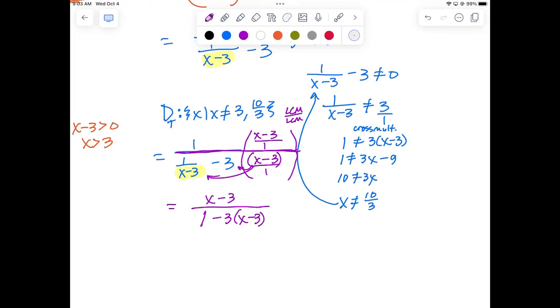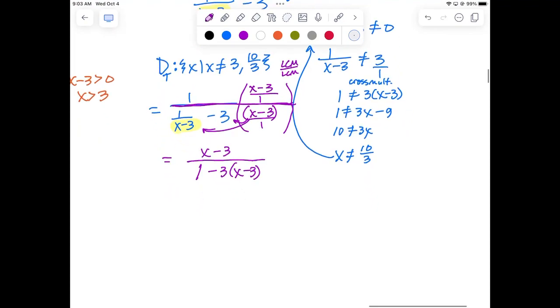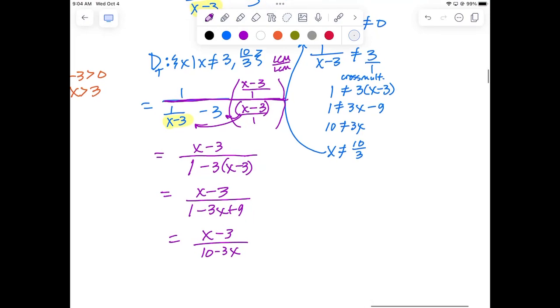Okay, remember doing that. We're distributing. All we're doing is distributing the x minus 3 quantity in the denominator to both terms. Everyone okay with what I just did there? Now, I can simplify a little bit more in the denominator. I can distribute the negative 3 to get negative 3x plus 9, and then I can combine the like terms, and I get x minus 3 over 10 minus 3x. That would be the simplified version of t of x.